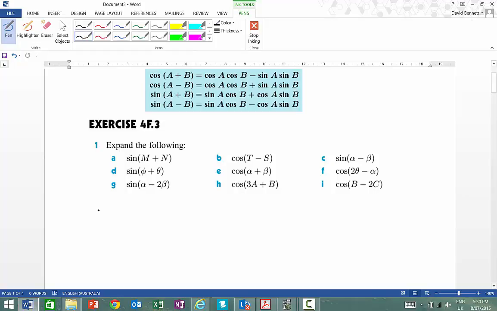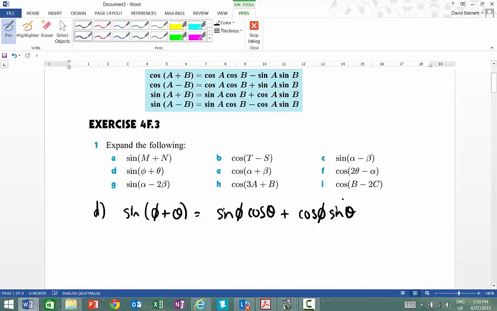So let's just do D. We've got sine of phi plus theta. So sine, it's add, so we're going to make sure it's added in the middle. So that becomes equal to sine of phi cosine of theta plus cosine of phi sine of theta. That's it.